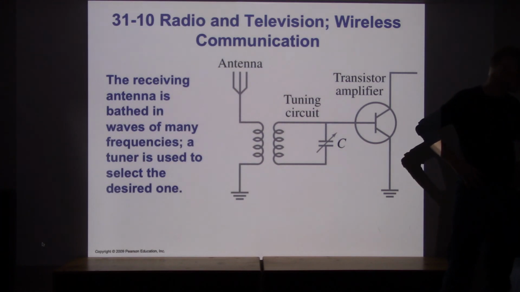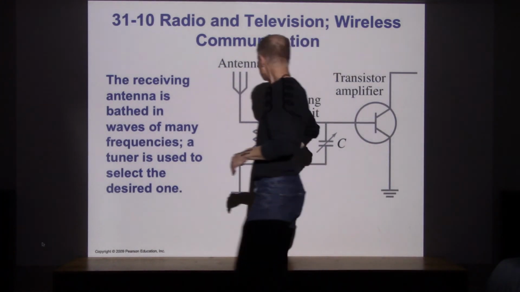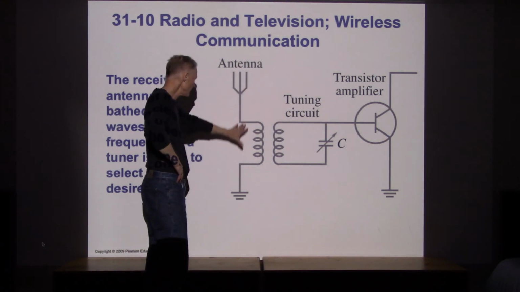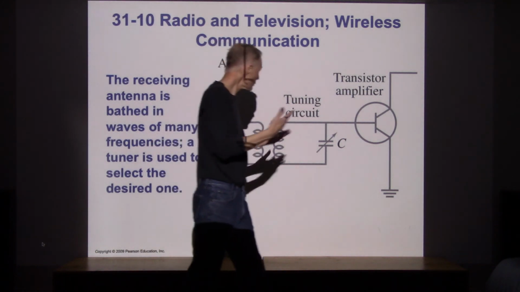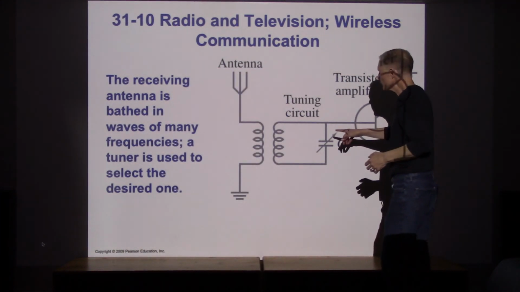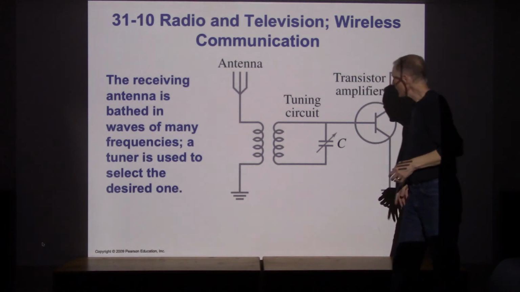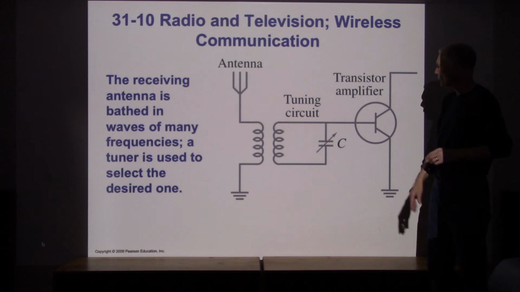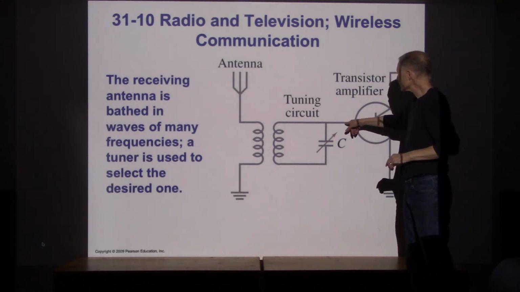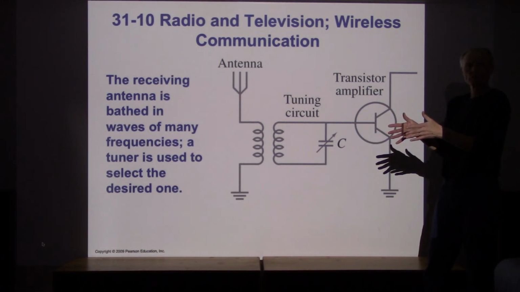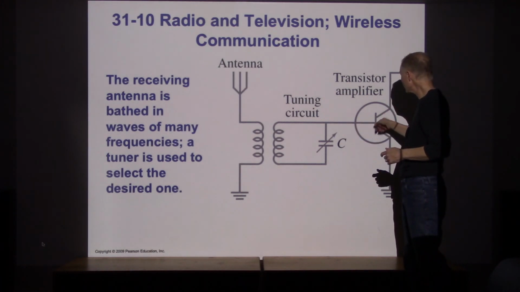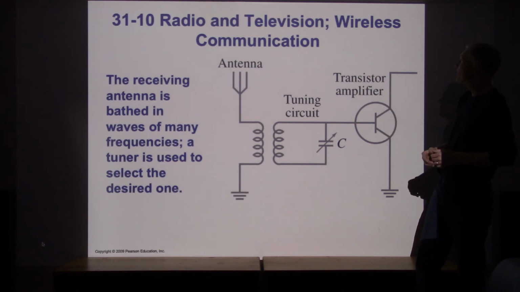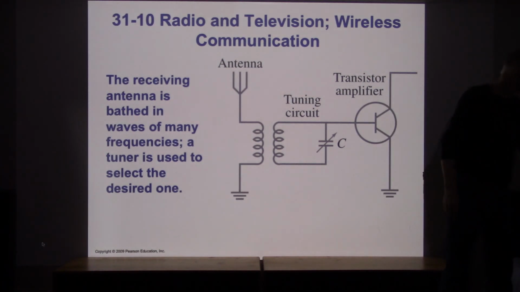This is saying that here's the antenna, this is a ground. So here's an antenna picking up a signal, and we looked at this. We saw that by using a combination of inductance and capacitance, we can select a particular frequency, so that only the signal from one radio station continues on through the circuit and gets amplified in a radio and TV wireless communication.